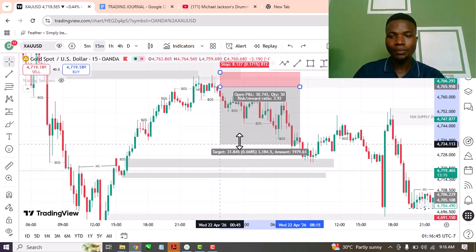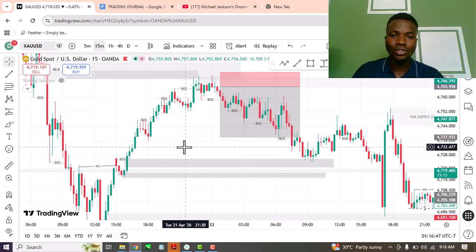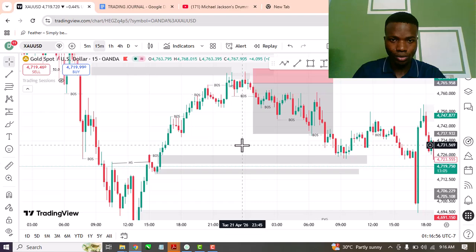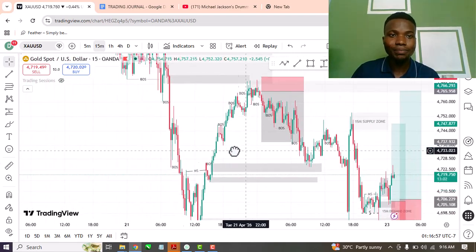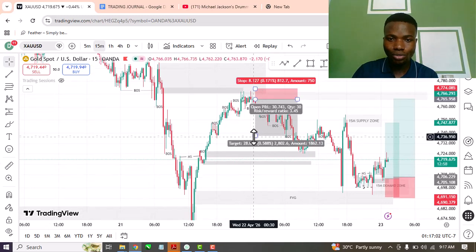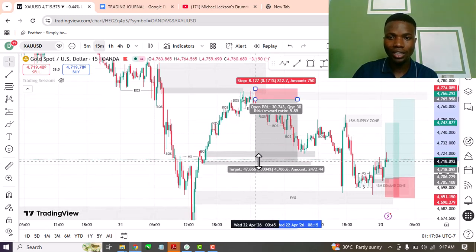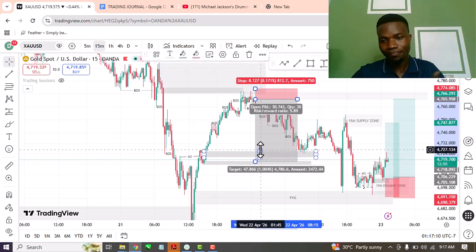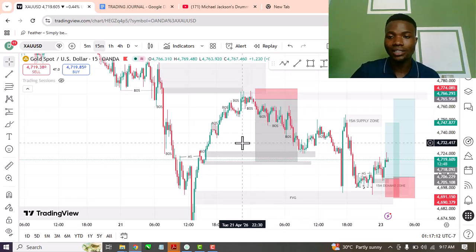Since I exited this trade at this zone, I think it is better that I understand how price reacts at this zone. Eventually you can see that price simply moved all the way down to where I set it to. Even if I had left it at this point, I would still have taken profit yesterday evening, but eventually I had already exited this trade.